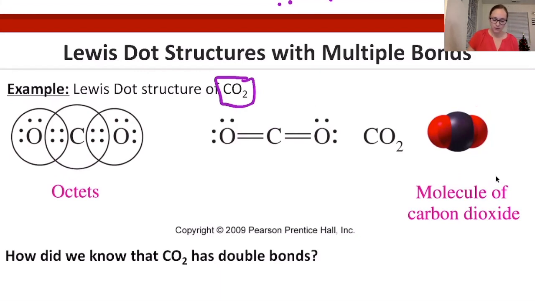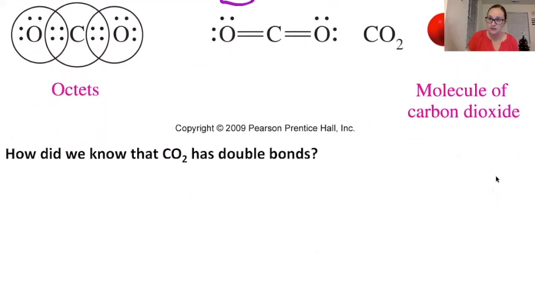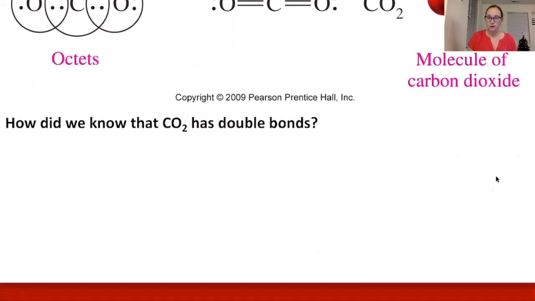So how did we know that CO2 has double bonds? It's because we needed to fulfill the octet rule. So under here, we're going to talk about the steps. What is the math that we use to figure out if we need more bonds or not?